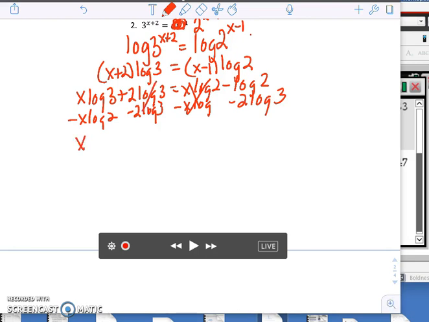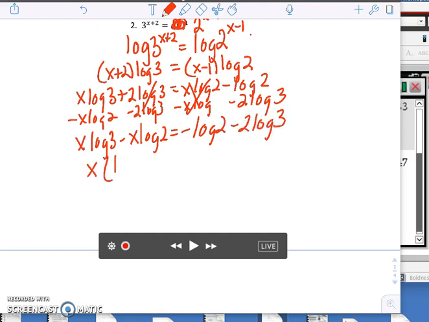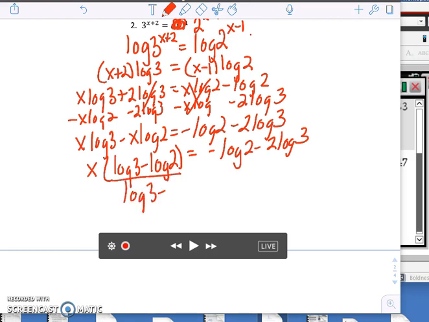So now we have x log 3 minus x log 2 equals negative log 2 minus 2 log 3. Factor out the x. Again, it's a lot of writing on these. And then divide by log 3 minus log 2. You could condense them if you wanted. That's up to you.